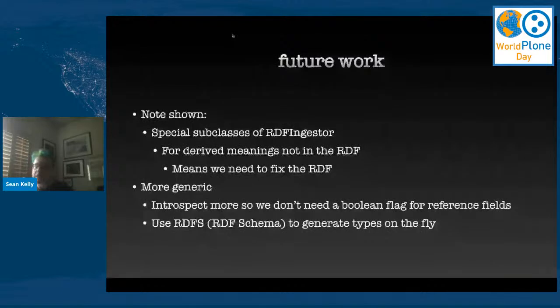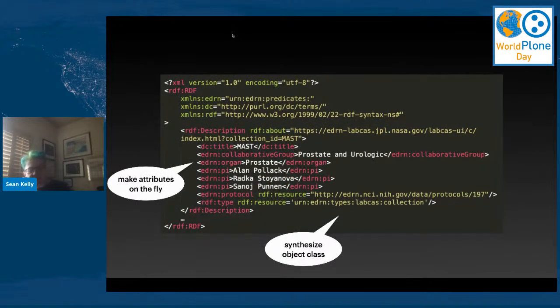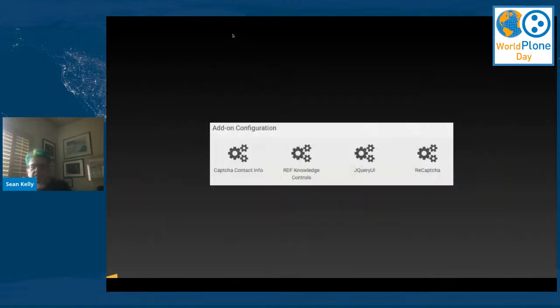Even more interesting, though, would be to use RDFS, that is RDF schema, to generate custom content types based on whatever RDF we throw at it. So we wouldn't need this class hierarchy, which is application specific to the early detection research network. We could throw in friend of a friend RDF at it, or weather RDF, or any kind of RDF. And we could synthesize an object class based on the RDF type, looking it up into an RDF schema, and make those attributes of each of those objects really just on the fly as we need to go, and even provide an RDF control panel to make all of that possible. But that's another presentation for another time.